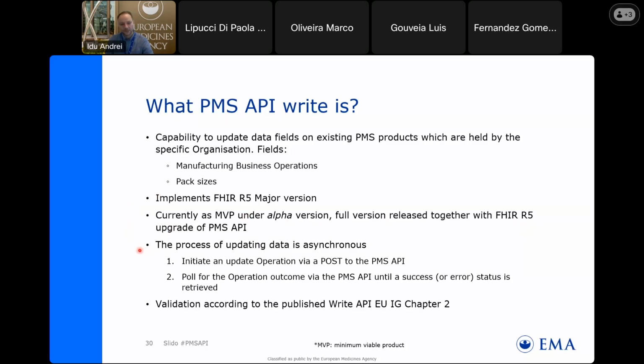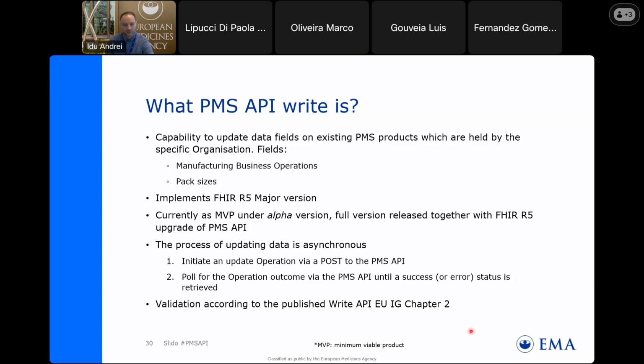The process of updating data is an asynchronous process. What that means is that there are 2 steps. Basically, you initiate an update operation via a POST to the PMS API, and then you need to poll the API until you receive a status. You're able to read the status of that operation. So submitting an operation will give you back an ID, which you can use to poll the outcome of that operation, and you will have a status which tells you whether that operation is still in progress or you have a success or error. And if there's an error, there will be details about what has caused the error.